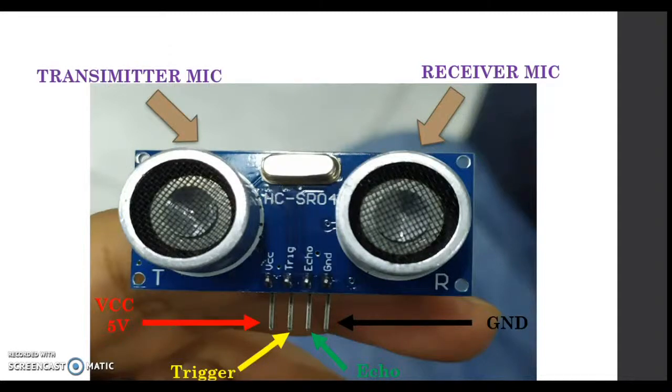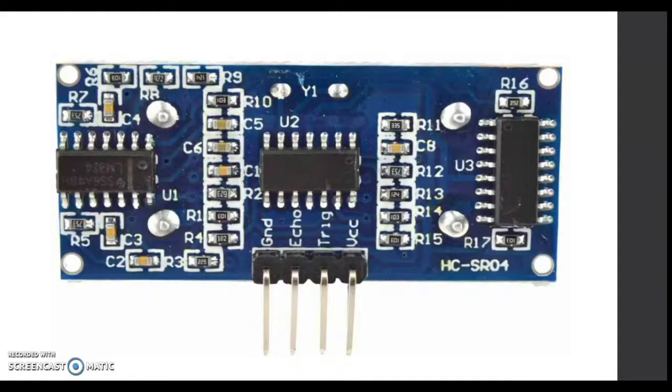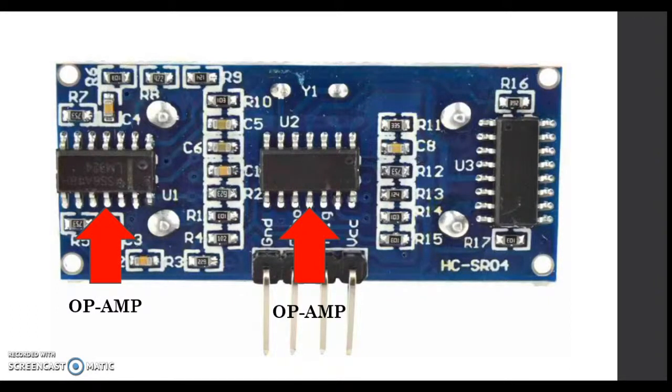Now, behind the HC-SR04 sensor, there are 3 integrated circuits. 2 of them are operational amplifiers, which have the main function of amplifying the signals, both the transmitted signal and the received signal. And lastly, it has a microcontroller. A microcontroller is used to differentiate the received signal and the output signal of the sensor.